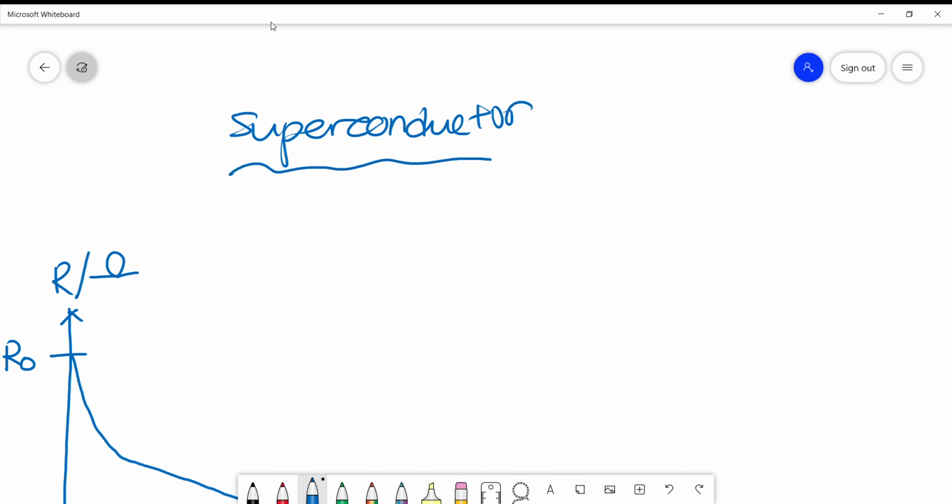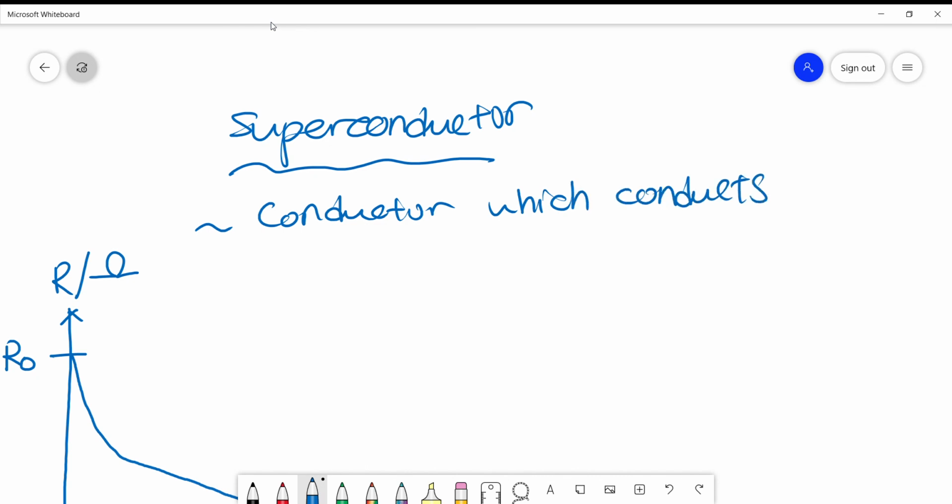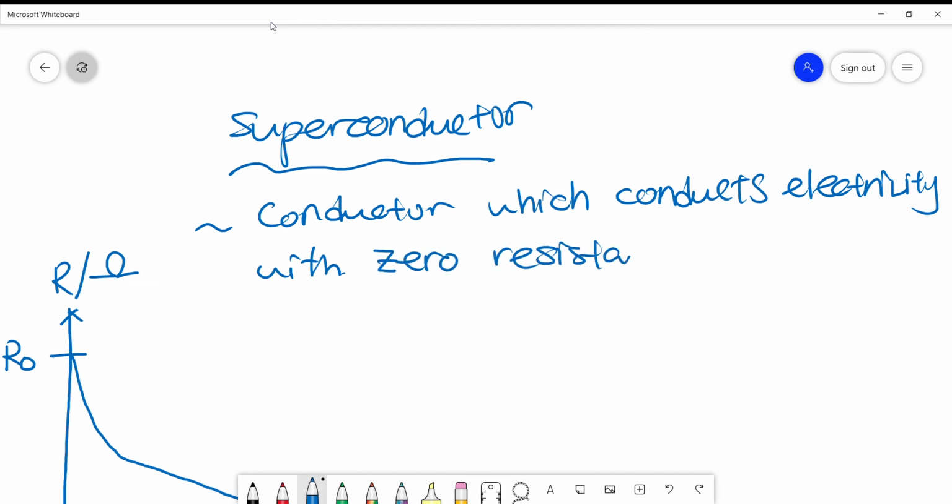So the superconductor is actually the conductor which conducts electricity with zero resistance. So the superconductor is the conductor that conducts electricity with zero resistance.